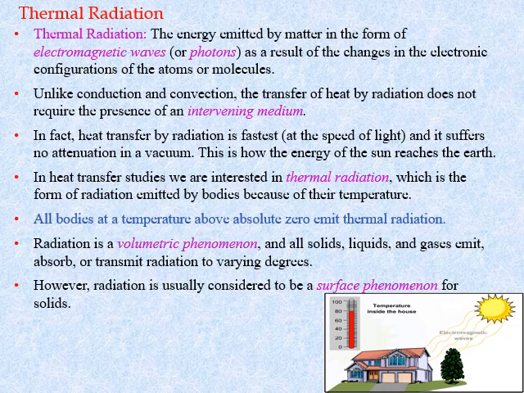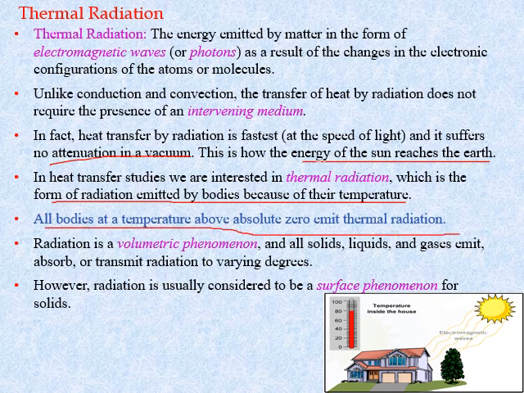So thermal radiation is unique. It does not suffer from attenuation in vacuum. One example is the energy of the sun reaching the earth. That is one example of thermal radiation. In thermal radiation, we are interested in the radiation emitted by a body because of its temperature. All bodies that have temperature above absolute zero emit thermal radiation. It's mentioned here that it's a volumetric phenomenon, but in our analysis, we usually consider it as a surface phenomenon.